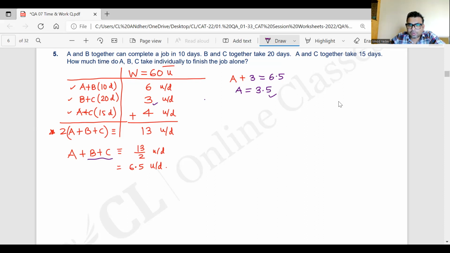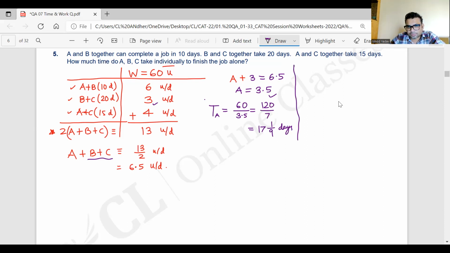So to finish the work, the time taken by A is what? 60 units at the rate of 3.5 units per day. 3.5 is 7 by 2, so the 2 goes up, so 120 divided by 7, which is 17 and 1 by 7 days. This is the time taken by A, friends.